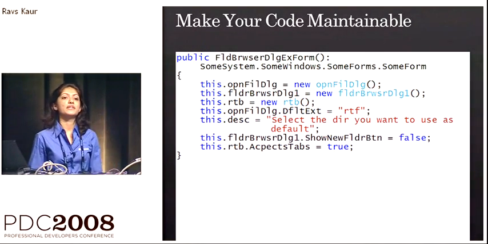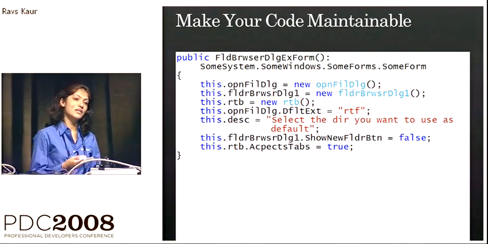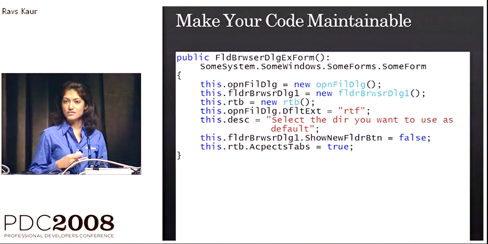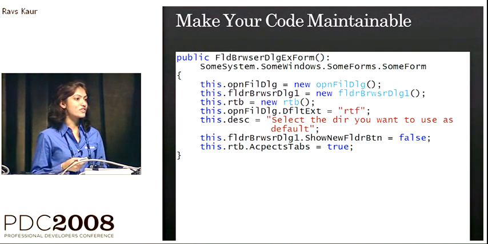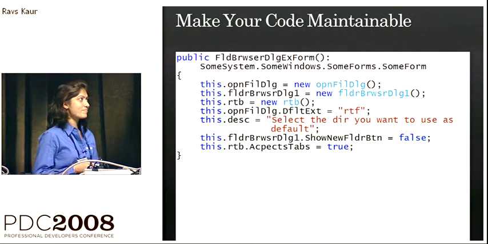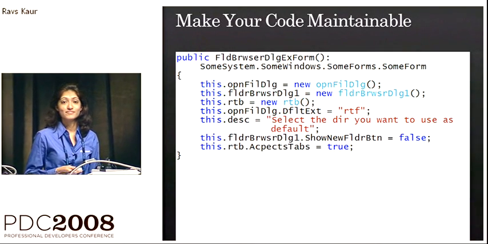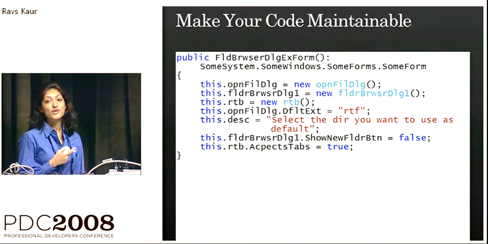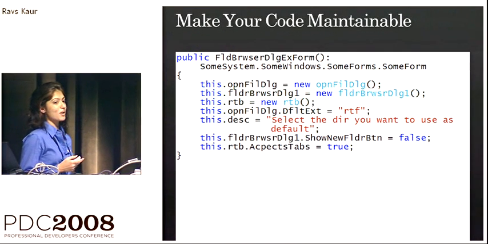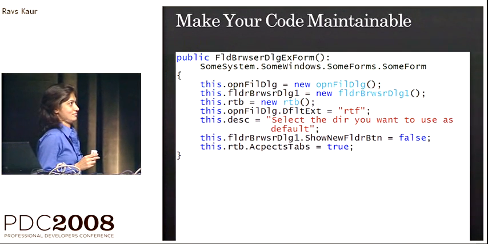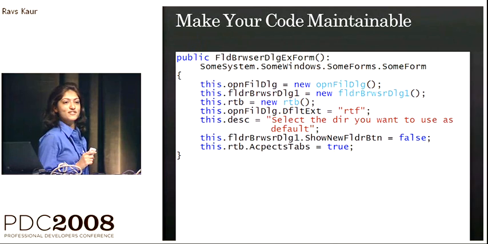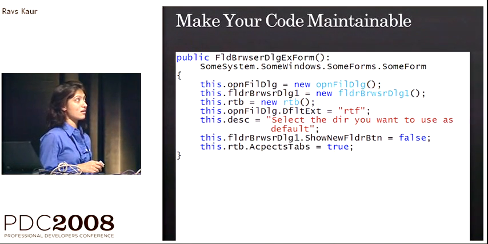Let's talk about maintainability. We all know the more maintainable your code is, the easier it is to fix bugs in it, and the more efficient your whole team is. Let's take a look at this code. Are you guys trying to read it? I was too. And it's probably saying open file. I'm sure it's file. Dialog. It's a folder browser dialog.